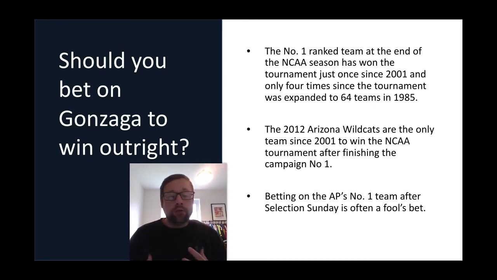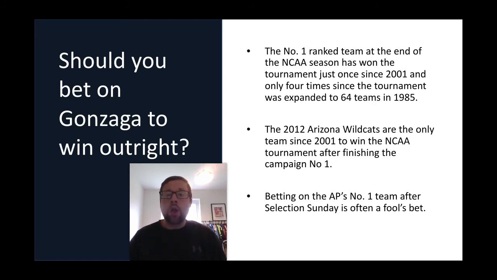So those teams who go into the tournament number one, they have a massive target on their back. And Gonzaga is going to be that team. They have been before, and they're going to be again this year. One time since 2001, that team, the Arizona Wildcats in 2012, finished the regular season as number one and went on to win the national championship. Now, okay, you might say, well, okay, just one time since 2001. I'm not buying that. I don't care about that. I'm still going to bet on Gonzaga.